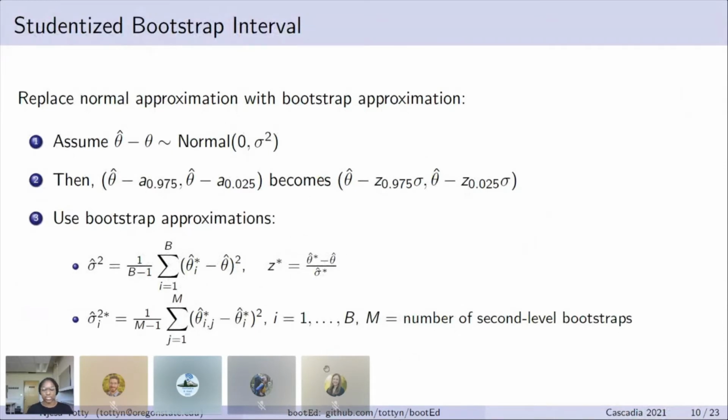One option for accomplishing this, given in the second sub-item here, is to use a second-level bootstrap to estimate the variance of each bootstrap estimate. Suggestions for the number of second-level bootstraps found in the literature range from 10 to 50. This method is computationally intensive. If we have 1,000 bootstrap samples and we take 25 second-level bootstrap samples for each, that's 25,000 bootstrap procedures that must be completed just to obtain one interval.